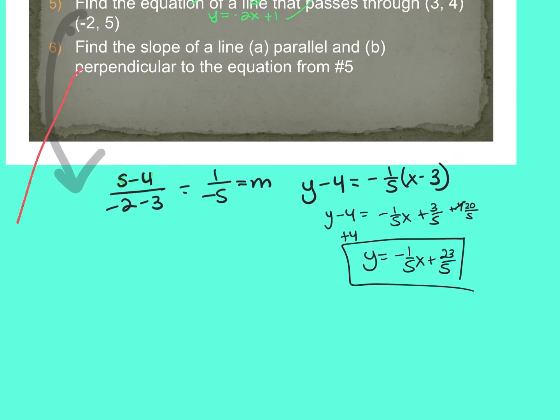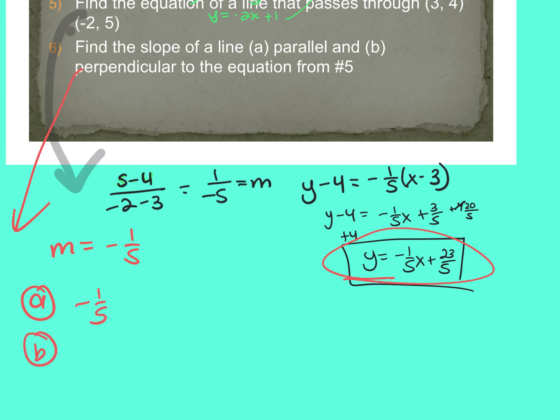Okay, then 6, find the slope of a line that is A parallel to and B perpendicular to the equation from 5. So here's my equation from 5. My slope is -1/5. So what's the slope of a line that's parallel to that? Also -1/5. And what's the slope of a line that's perpendicular to it? +5.